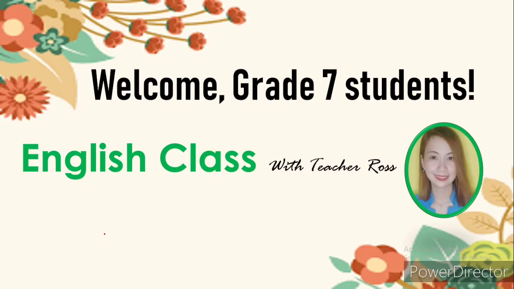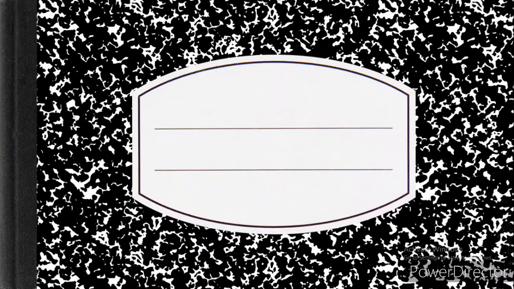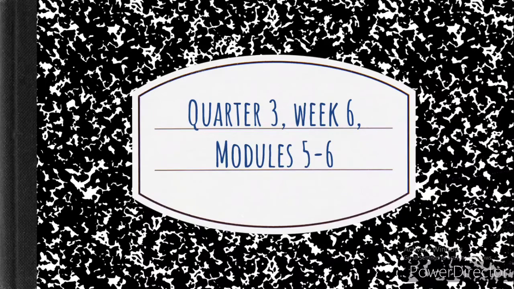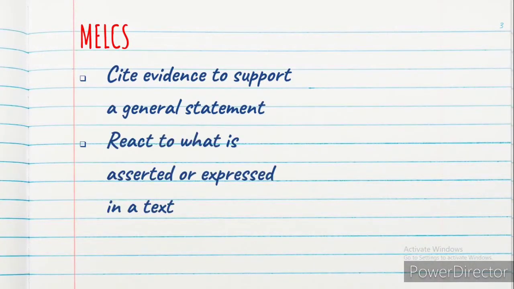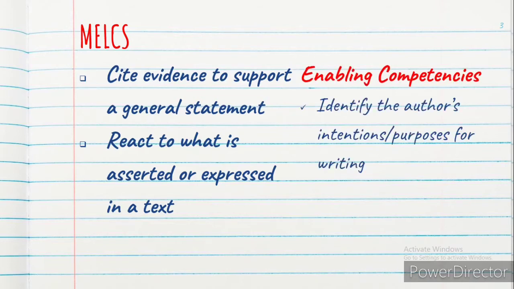We are now on quarter 3, week 6, modules 5 and 6. For our most essential learning competencies, cite evidence to support a general statement. React to what is asserted or expressed in a text. For the enabling competencies, identify the author's intentions or purposes for writing. Make predictions about the text.